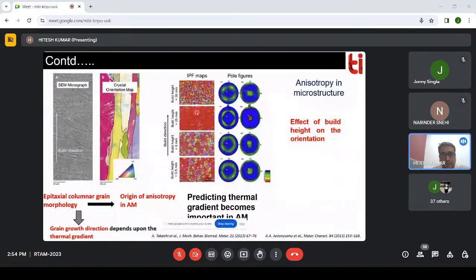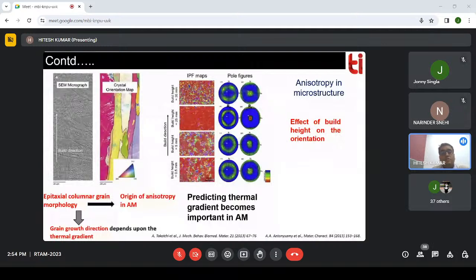In this paper, what they observed is that the thermal gradient plays an important role. They also calculated the texture in the material, first at a height of 0.5 mm. When moving towards a build height of around 35 mm, you can see at around 25 mm a pure cubic texture is available in your material.